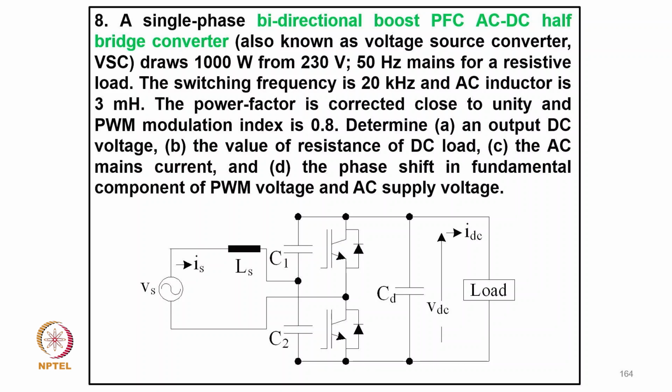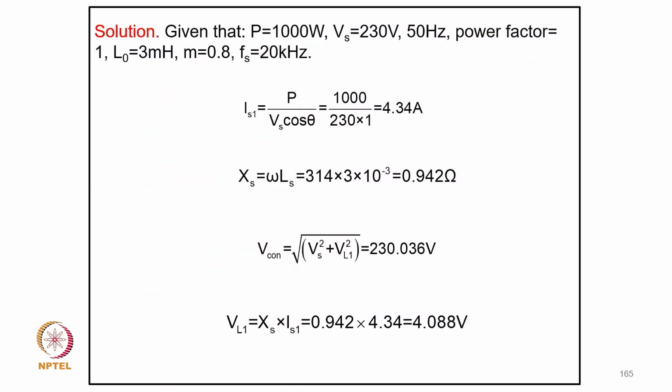So you can see the circuit here, the input inductor with the half bridge and then the output capacitor with the load. So here the supply current IS1 RMS value is P upon Vs cos theta. So 1000 divided by 230 into 1, that's 4.34, and XS equal to the reactance equivalent of the inductor, omega LS, that comes to 0.942, and V converter comes as the square root of Vs square plus VL1 square, so it comes to 230.06 putting values, where VL1 is XS IS1, so it comes to 4.088 volt.